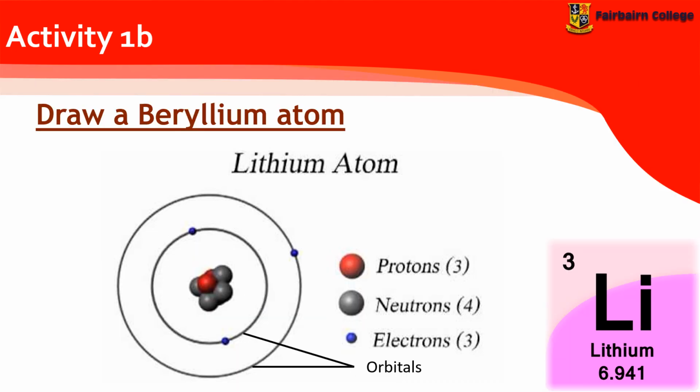Then, for the second part of the activity, you have to draw a beryllium atom. Okay, so this over here is a lithium atom, so that's not what you're supposed to draw. This is just an example, but it's very similar. Okay, so just go look on your periodic table and you'll see beryllium. Okay, and you just change this drawing for lithium to one for beryllium.